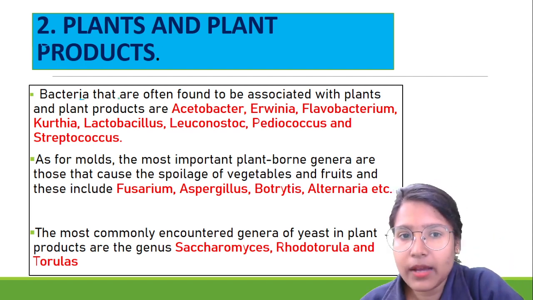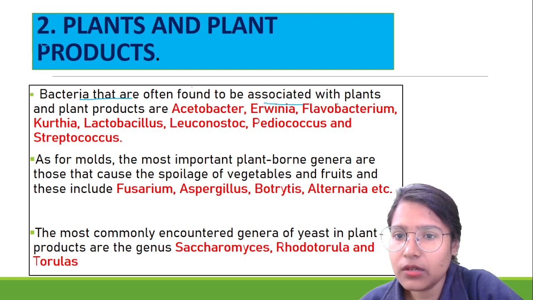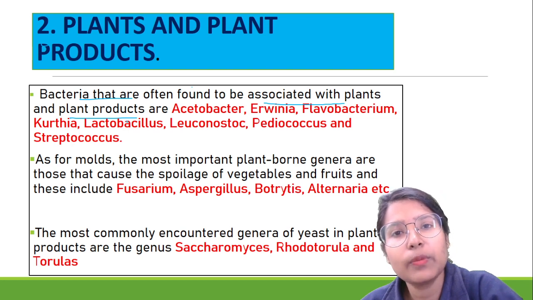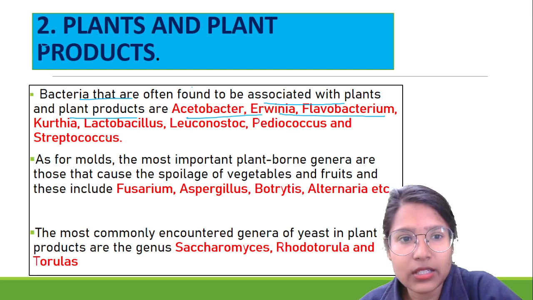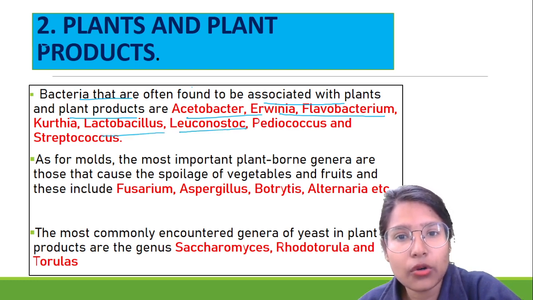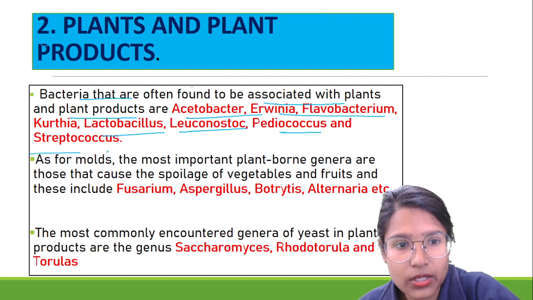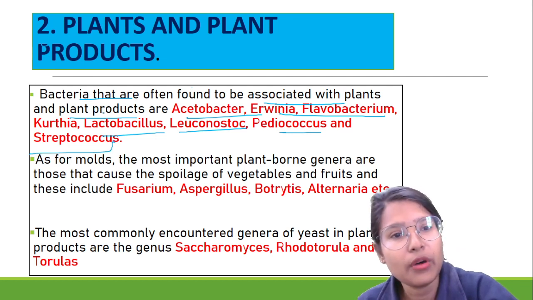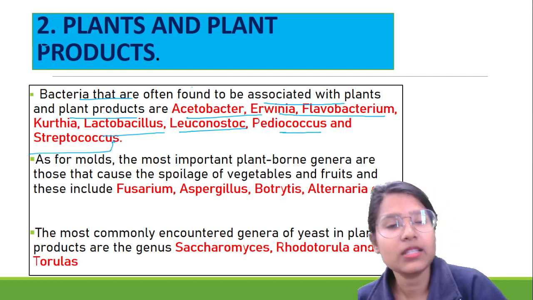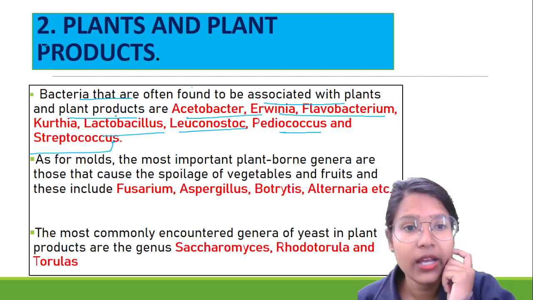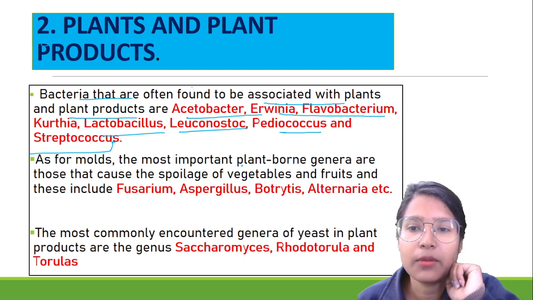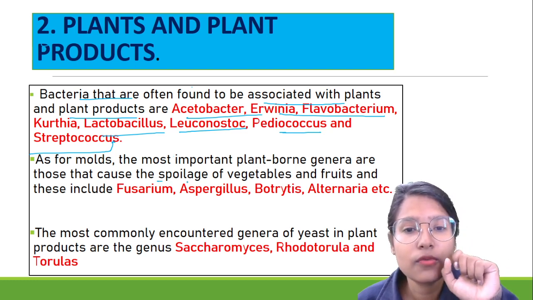Here, bacteria are often found associated with plants and plant products, such as Acetobacter, Flavobacterium, Corynebacterium, Lactobacillus, Leuconostoc, Pediococcus and Streptococcus. These are the bacteria which are found in plants and plant products. As for molds, the most important plant genera are those that can cause food spoilage of vegetables and fruits.